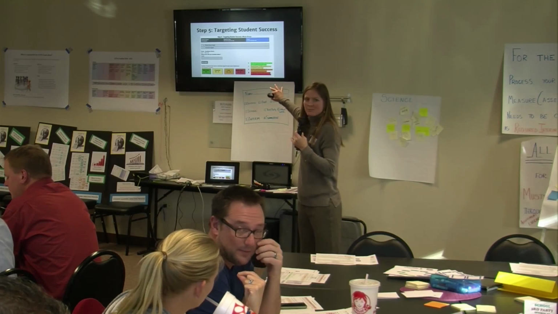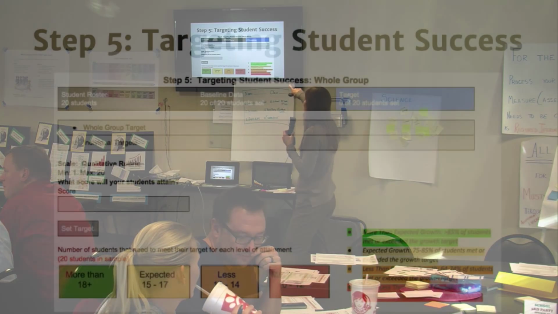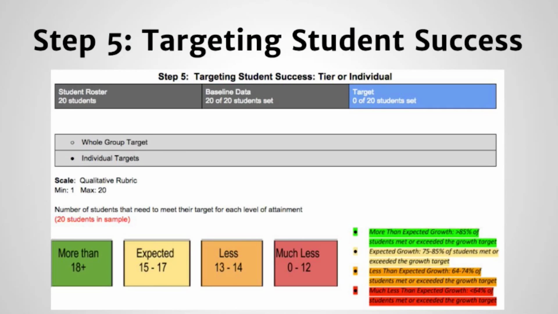In your pink box, friends, there are 2 sheets that look very similar. I want you to find both of those. One says targeting student success whole group. The other says targeting student success tier or individual. They look very similar. Find both of them. Let's take a moment and get everybody to have those in front of you.